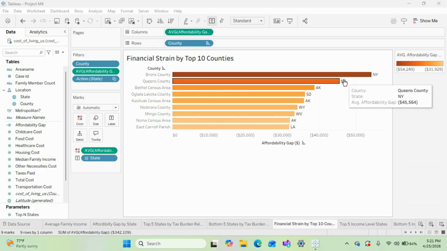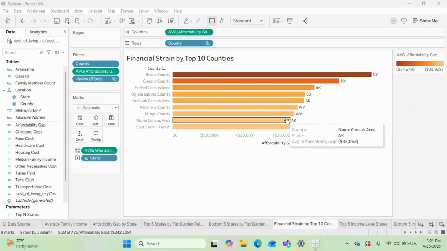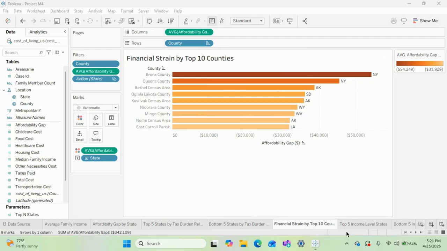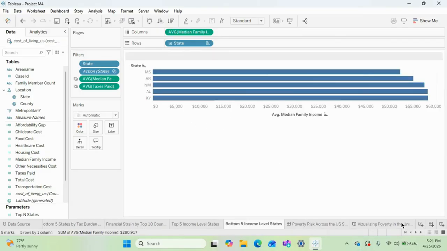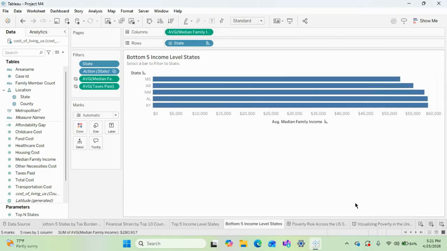And then you can tell in these first two, New York is the state, because these are the states mentioned right here. And the next one I have is the top five income level states, and the next sheet is the bottom 10, excuse me, the bottom five.